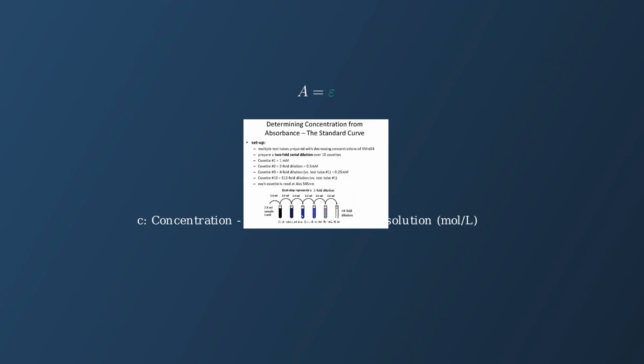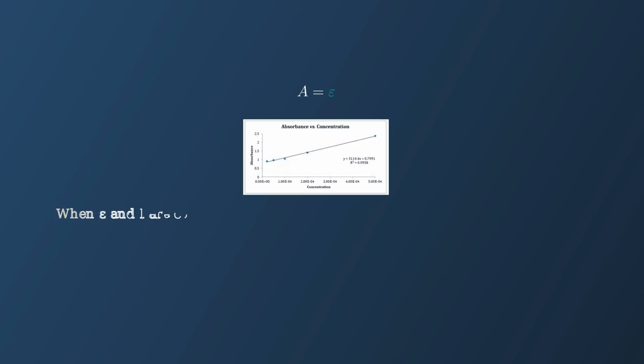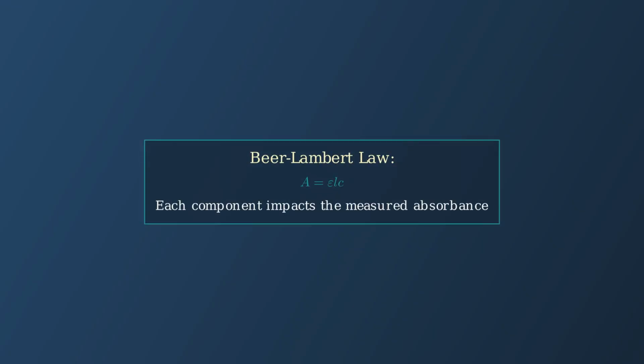As shown here, varying concentrations of a colored solution will absorb different amounts of light. When both epsilon and path length are constant, the Beer-Lambert law shows that absorbance is directly proportional to concentration. This linear relationship is fundamental for quantitative analysis in spectroscopy. In summary, the Beer-Lambert law formula, A equals epsilon LC, establishes the mathematical relationship between absorbance, molar absorptivity, path length, and concentration. This equation forms the foundation of quantitative spectroscopic analysis.